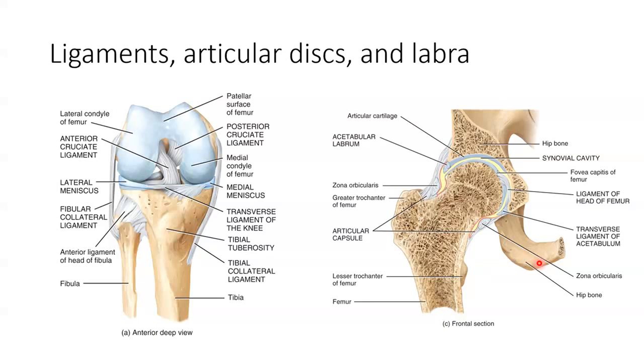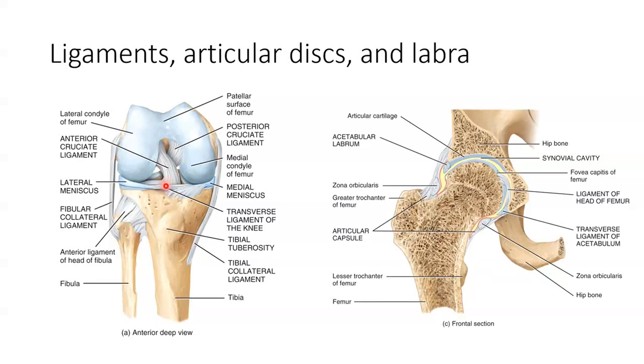Now, examples of these extracapsular ligaments are our fibular and our tibial collateral ligaments that sit either side of our knee joint. Examples of our intracapsular ligaments are our anterior cruciate and our posterior cruciate ligaments here.